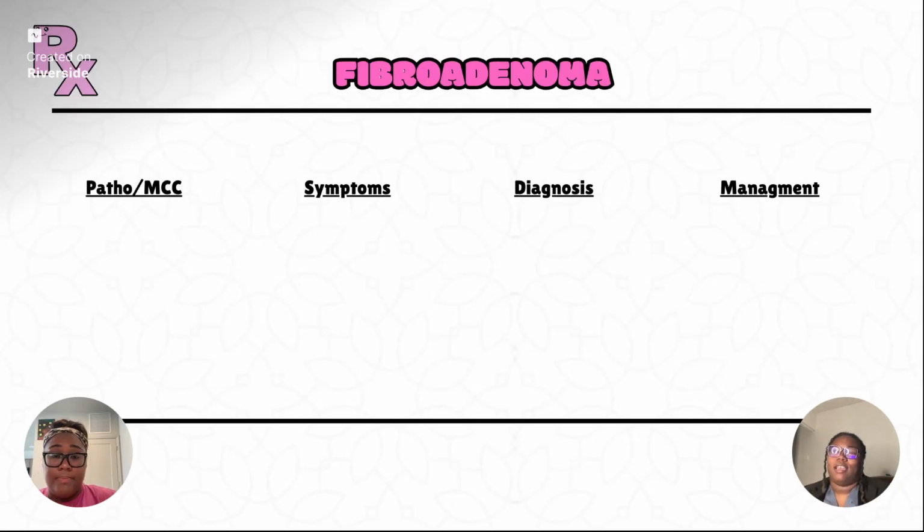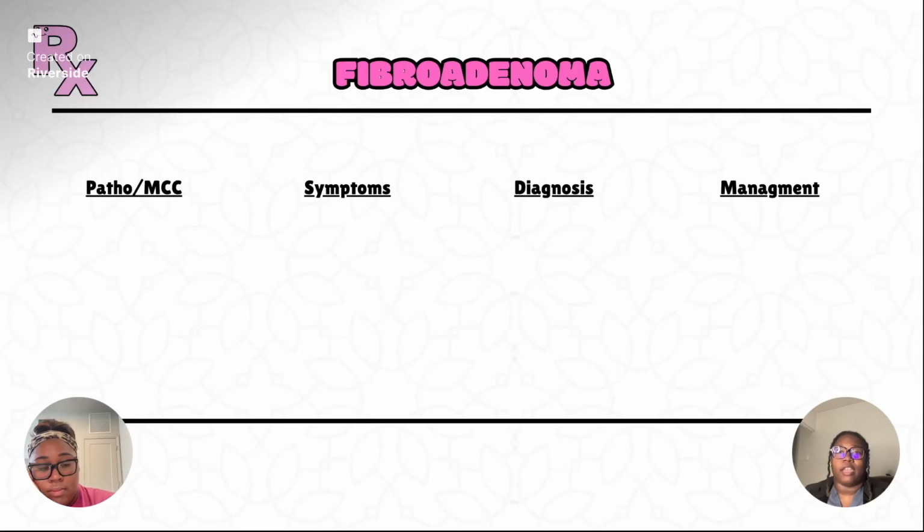Okay, and go. So, fibroadenoma is a smooth mobile breast mass. It is more common in young women. It's estrogen dependent.